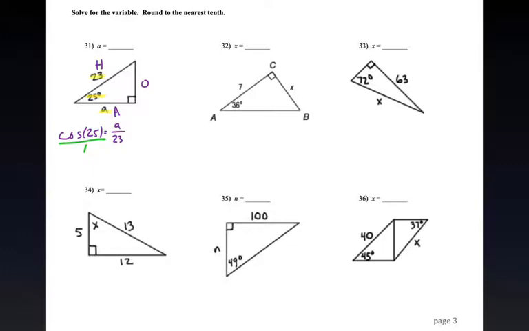Make that a proportion, and then we will either cross multiply or switch the extremes. In this case, a times 1 gets a, so we cross multiply, get our answer like so.